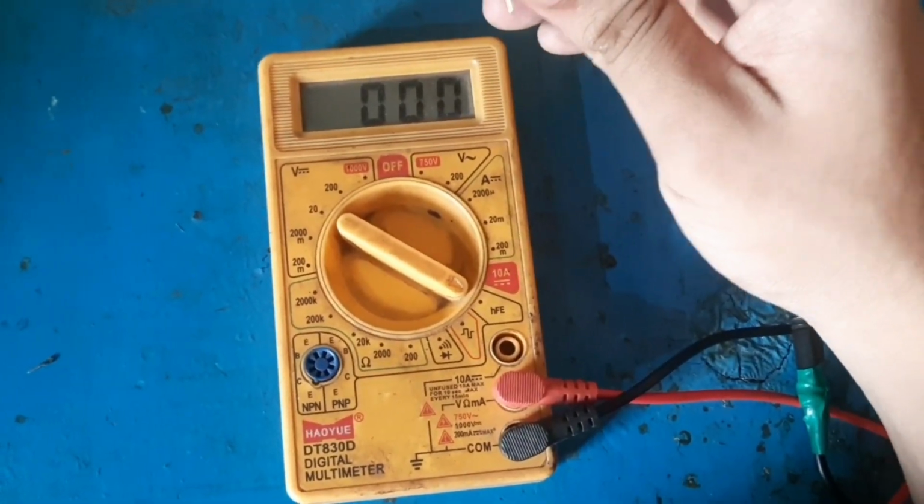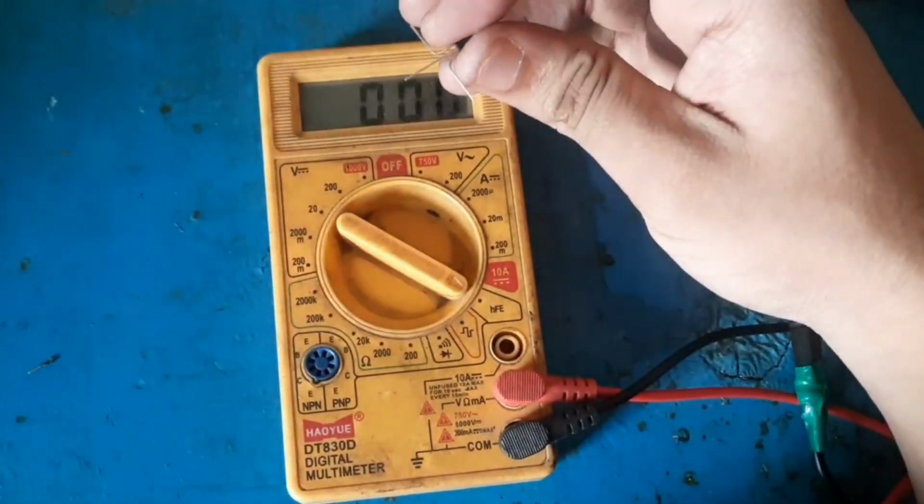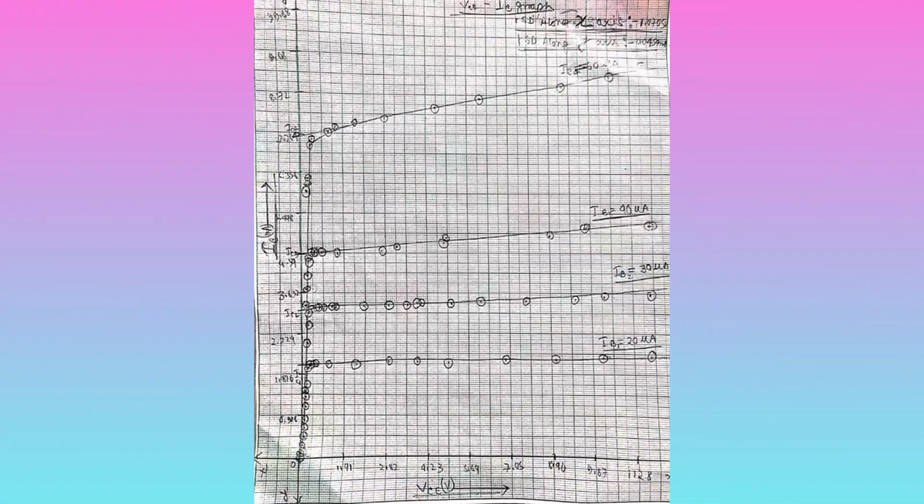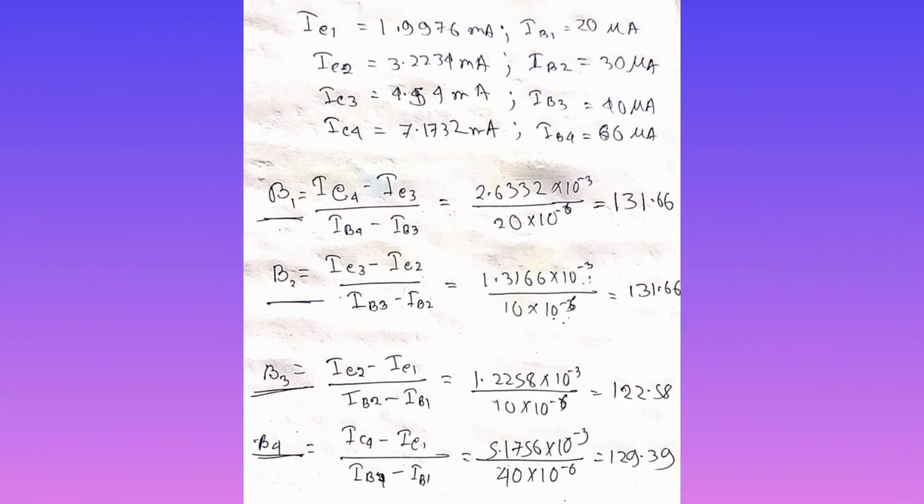I will find the value for this transistor by plotting the graph of VCE versus IC. So it is the graph of VCE versus IC. Here it is, the beta of this transistor, which is nearly 130.